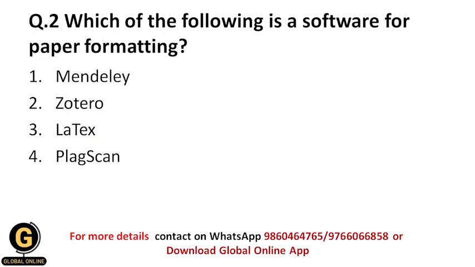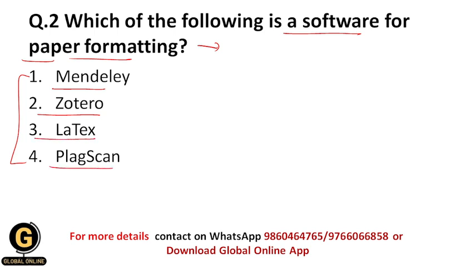1. Which of the following is a software for paper formatting? Now they have given you different options, and from these options, which is a software which is usable for formatting the paper? Formatting the paper means what? Organizing the research paper, organizing the documents. Mendeley, Zotero, LaTeX or PlagScan. So students, now let us see one by one all of these options.